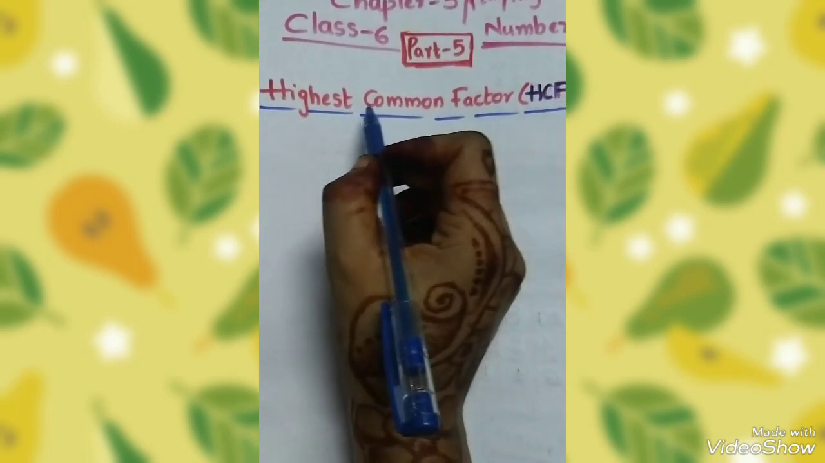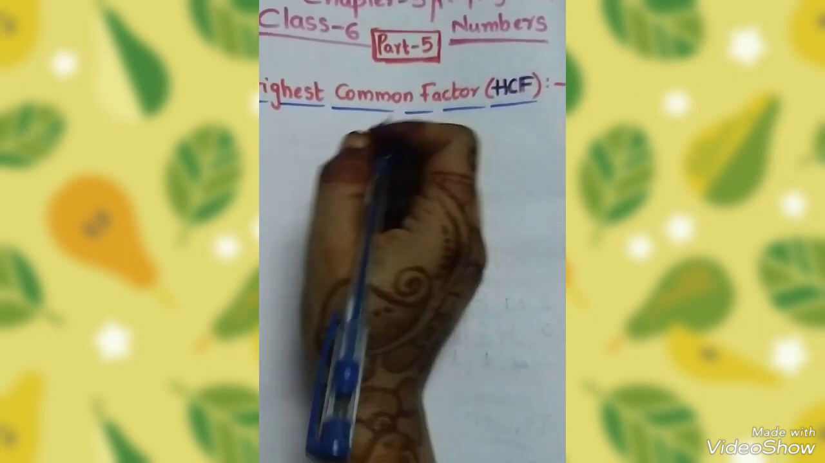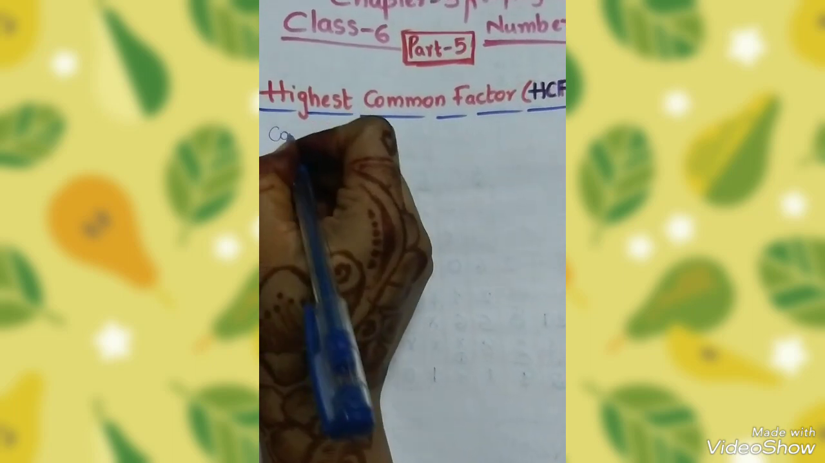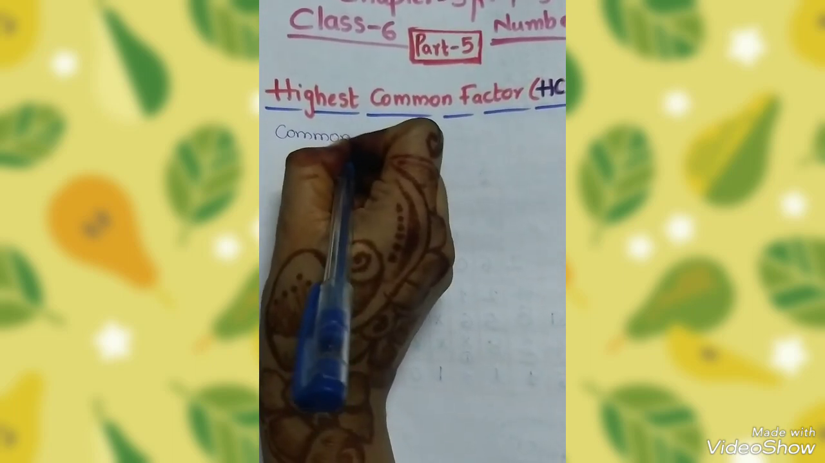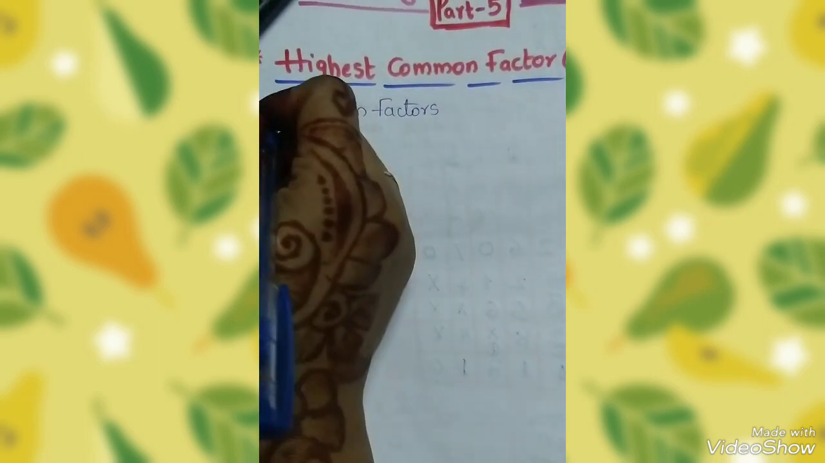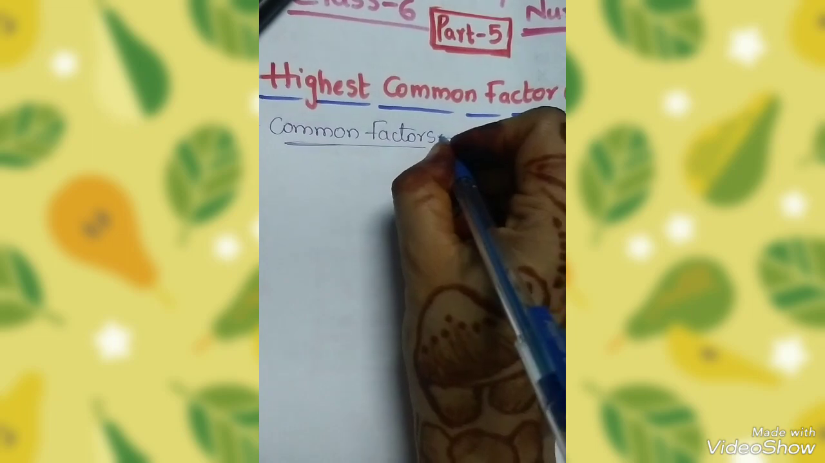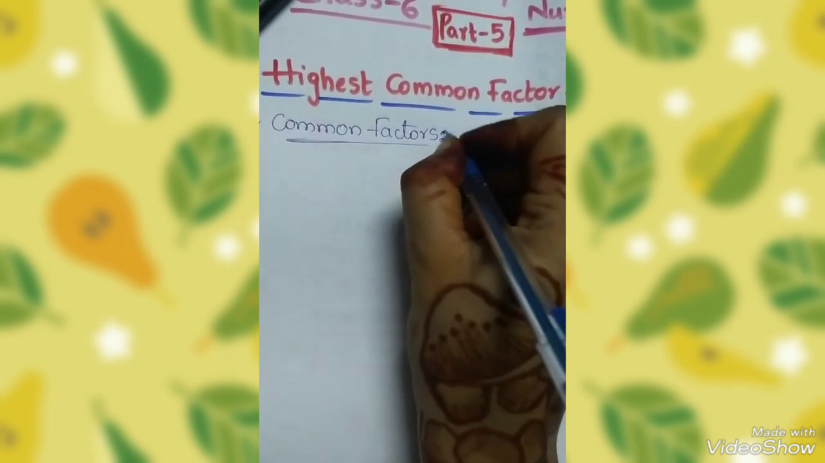Now I am going to show what is highest common factor. In the last video I explained what a common factor is. Common factor means taking the factors of numbers, and from those, the factors which are common in both numbers.